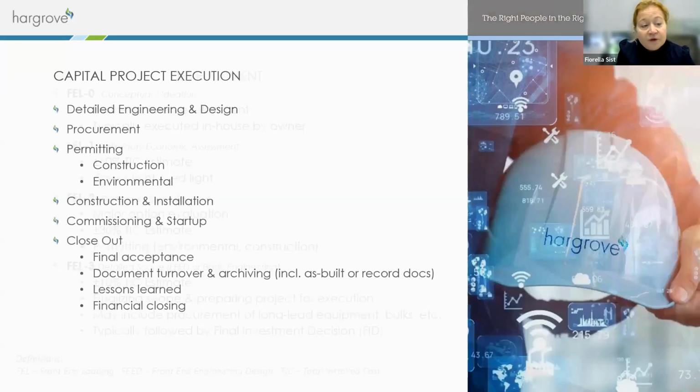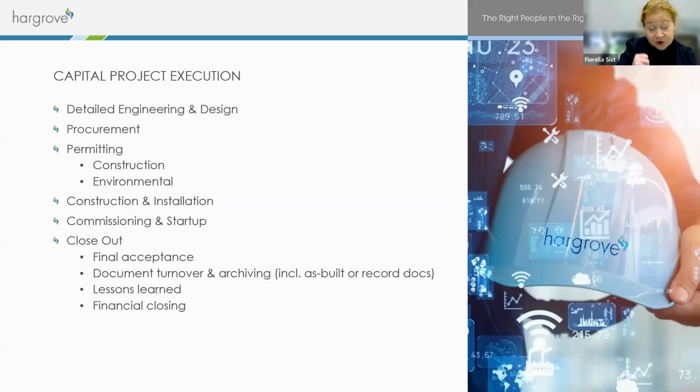Now, once you've gone through those FEL stages, this is where you actually get to the nitty gritty, what's called the detailed engineering and design, the procurement of the equipment, and the permitting for both the construction and the environmental aspects, which then leads to constructing the plant, installing all the pieces of equipment that's required, and then having your commissioning team on site for the commissioning and start up.